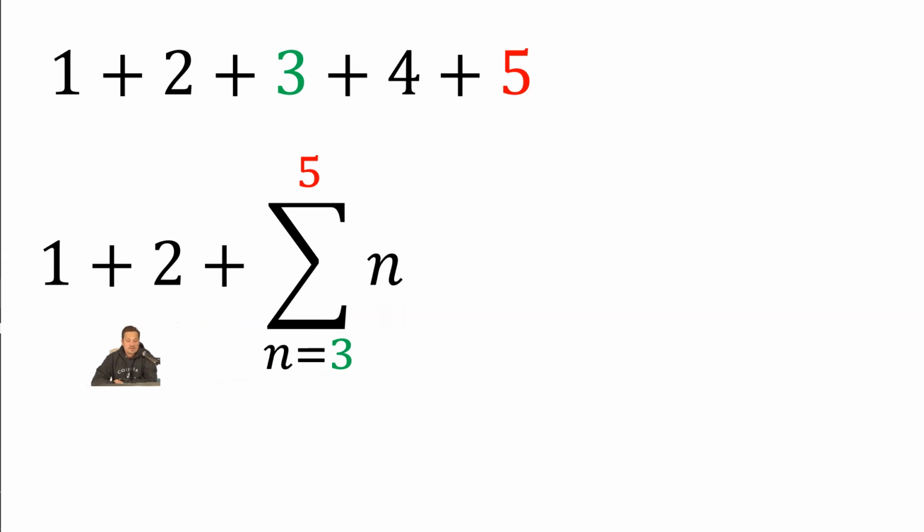What I'm going to do is as follows. I make some key observations, which is that you see that green 3, that becomes the index, and that red 5, that becomes the stopping value of the index, and then because it has to go 3, 4, 5, I put a variable like n after the sigma. So these are all examples of placing the sigma symbol pretty much any way you want. Let's take a look at some additional examples.